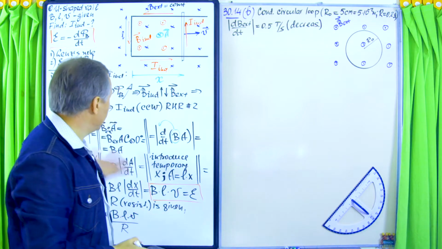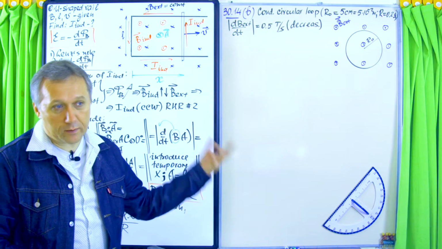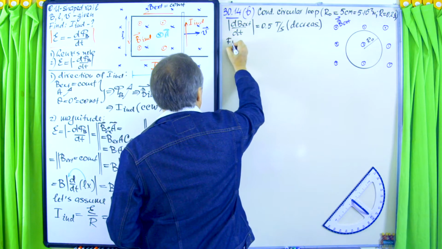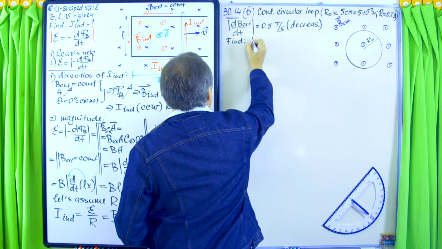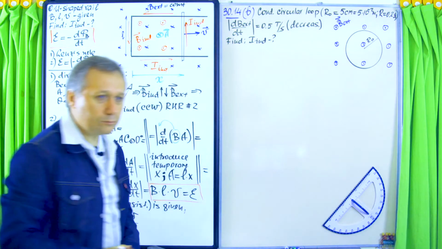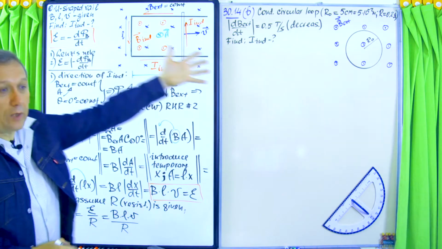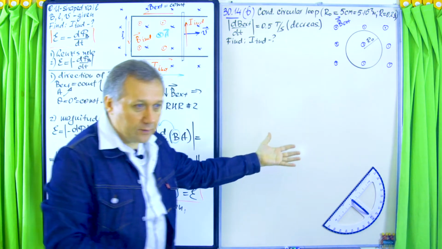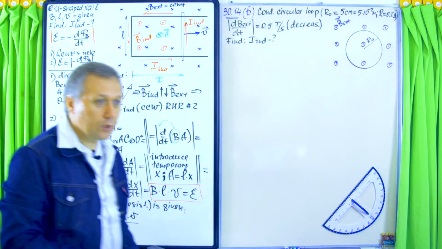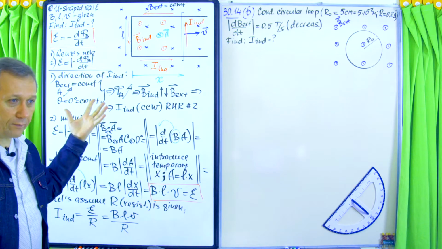Okay, and the same question as here. Can we find the value of the induced current and its direction? So, let's find I induced. Again, we have a loop exposed to the magnetic field. And if magnetic flux is changing, then again, according to Faraday's law, there will be an induced EMF and induced current. So direct application of Faraday's law, right?